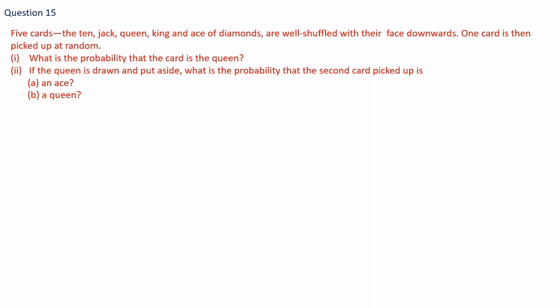So let's go through the question once again. Only 5 cards are there. 10, jack, queen, king and ace of diamonds. Category is here diamonds. And number 10 card is there, J is there, Q is there, K is there, A is there. They are well shuffled with their face downwards. One card is then picked up at random. One card you are choosing after shuffling. What is the probability that the card is the queen? That is the first question. And second, there are some conditions that we will discuss while explaining this second question.